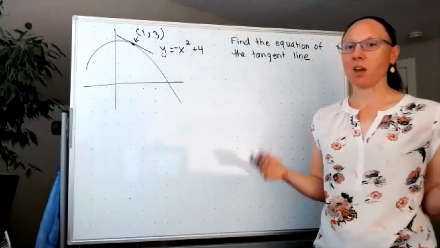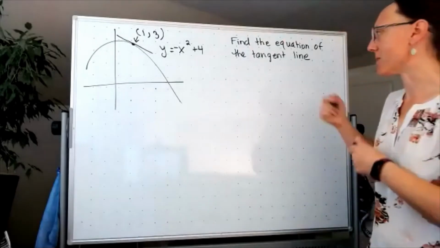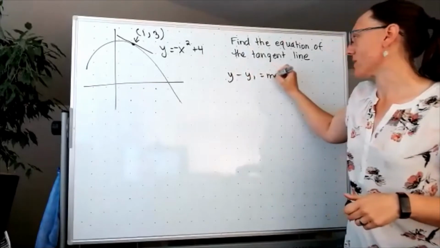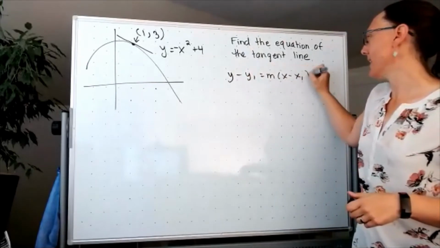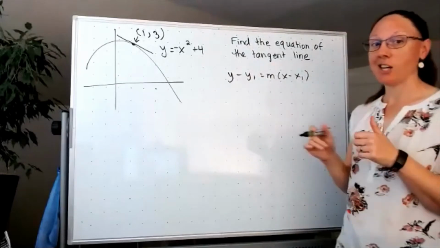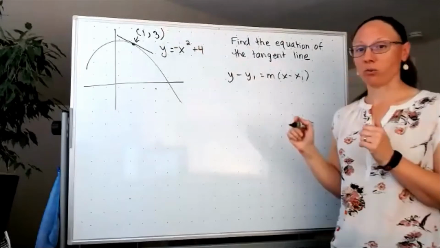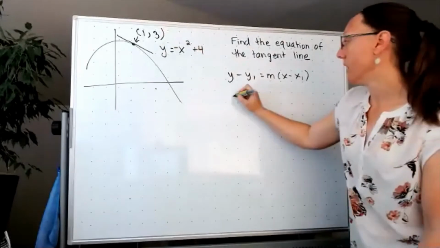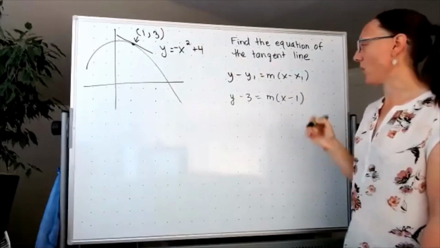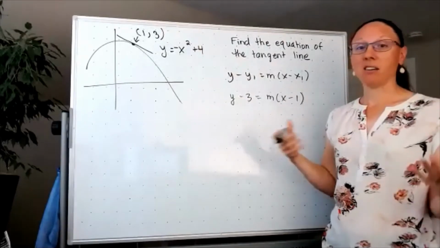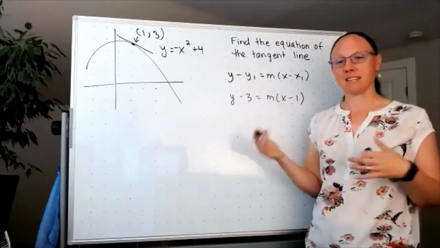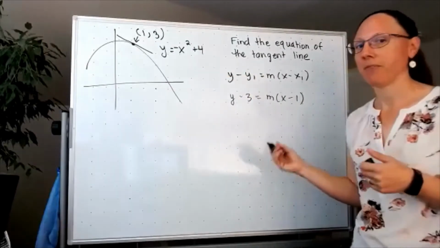Equals mx plus b, or my favorite from 17a, which is usually y minus y1 equals m times x minus x1. So I've got a point, the 1 and the 3. I can plug those in and have y minus 3 equal to m times x minus 1. And the way to get the slope is to take the derivative, because that's how I'm going to find the slope of the tangent line.